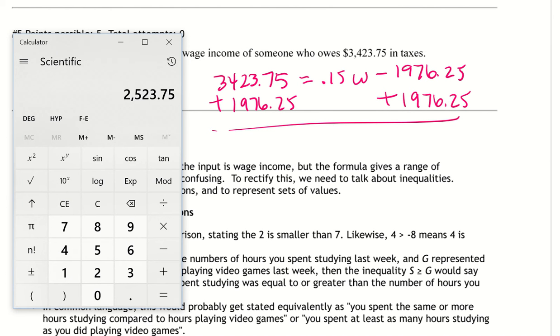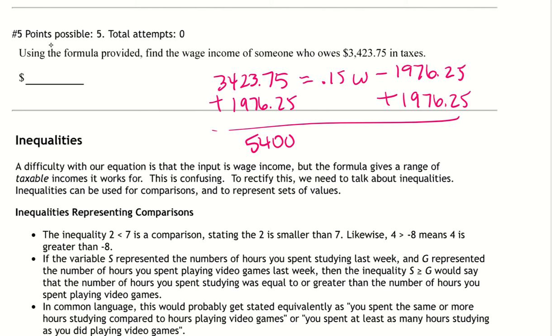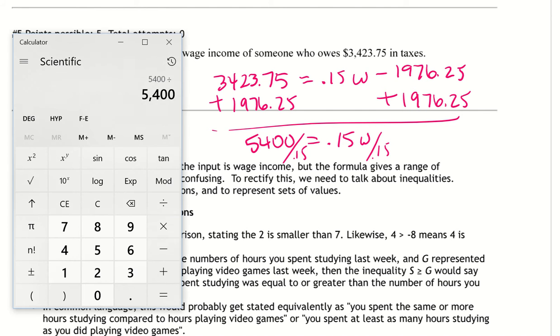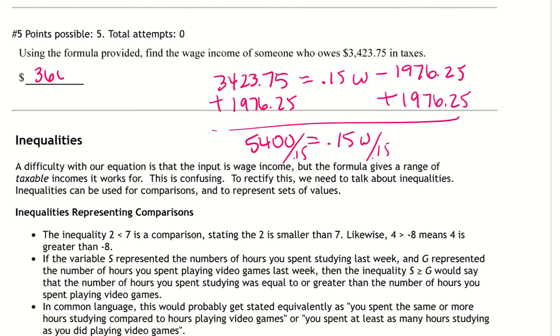I'm going to pull up mine as well. So plus 1976.25, I get 5,400. And then 0.15 of W, so that means I need to divide by 0.15 on both sides. Right, and it might feel weird doing this, but those are the steps. That's why we practice the steps with whole numbers first. So 36,000 is their wage income.